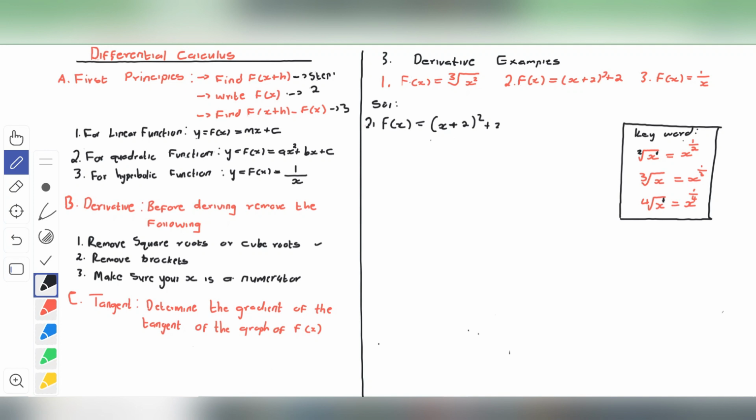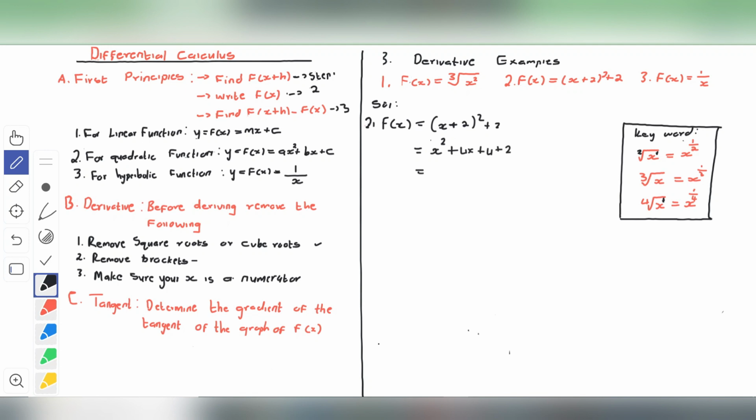Do we have the brackets? Yes, we have the brackets, meaning we need to remove the brackets, right? So we're coming to this step of removing the brackets. How do we remove the brackets here? You can use the FOIL method, or what I like to do is x squared, and then x multiplied by 2 is 2x, multiplied by the 2 which is outside, therefore it's going to be plus 4x, then 2 squared is 4, plus 2.